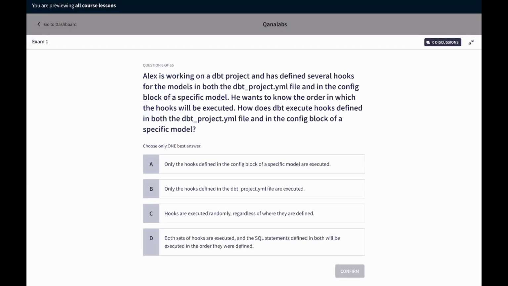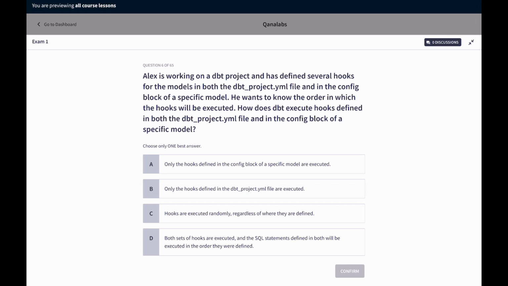Question 6. Alex is working on a DBT project and has defined several hooks for the models in both the DBT project.yaml file and in the config block of a specific model. He wants to know the order in which the hooks will be executed. How does DBT execute hooks defined in both the DBT project.yaml file and in the config block of a specific model?